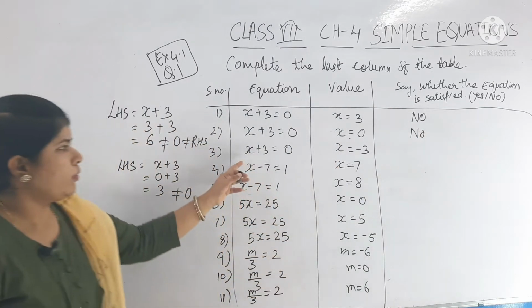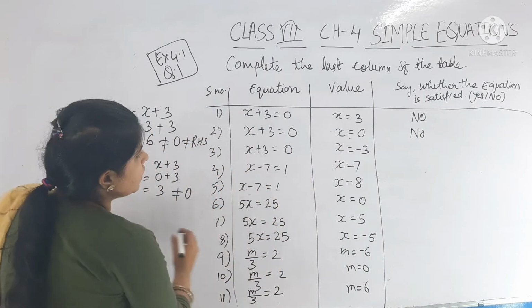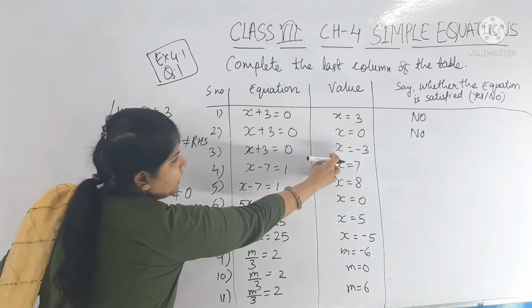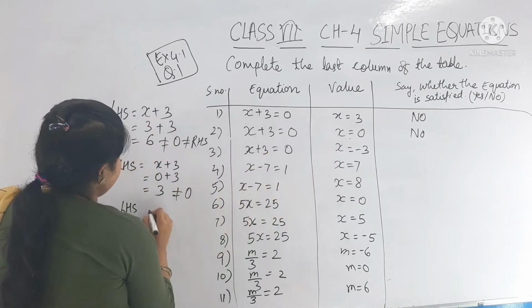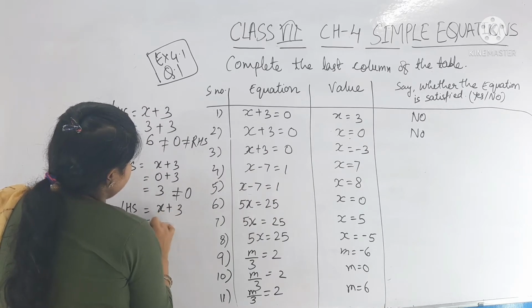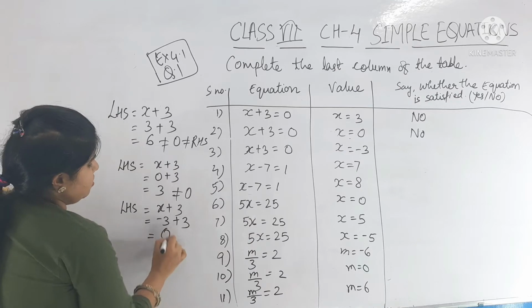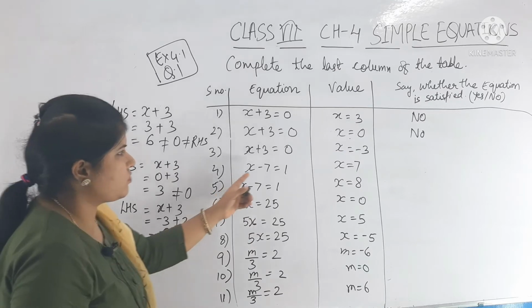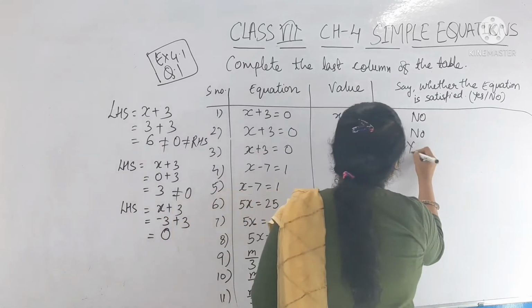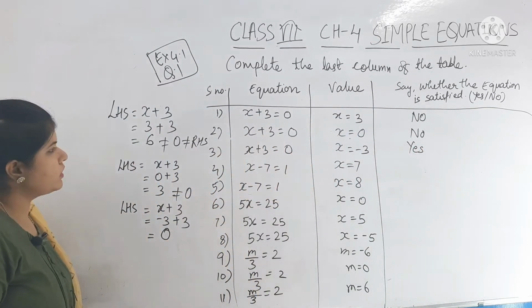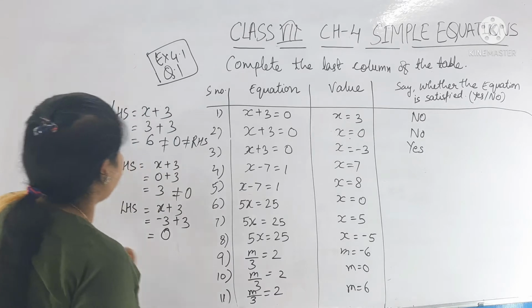Okay, now the next question, that is the third part. Here for the LHS we have to put x equal to minus 3. So x plus 3, that is minus 3 plus 3. 3 minus 3 is 0, so it is satisfied. So we have to say yes here. Okay, have you understood? This is the third part.